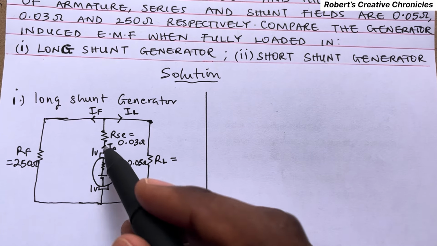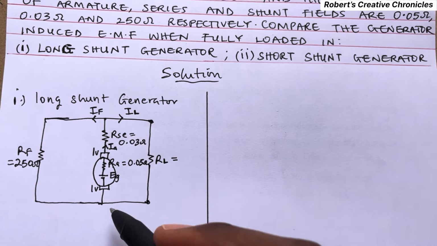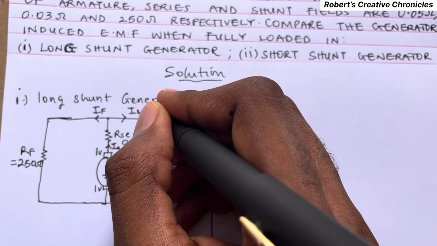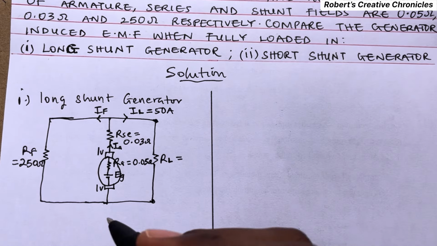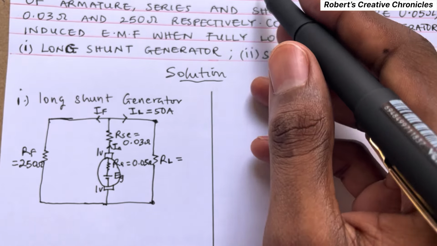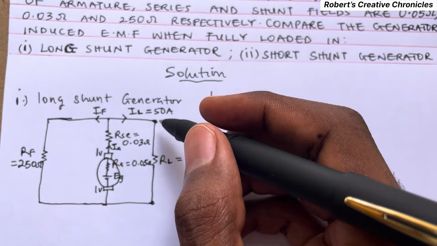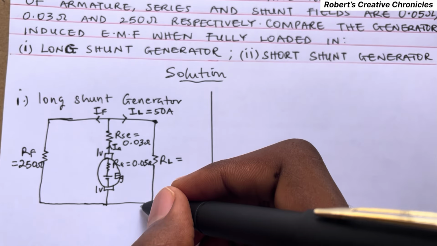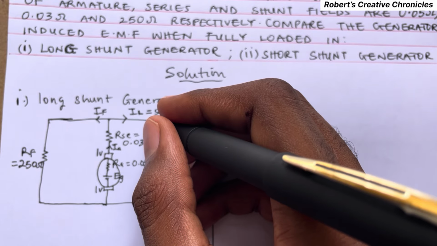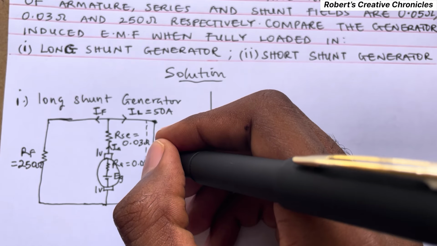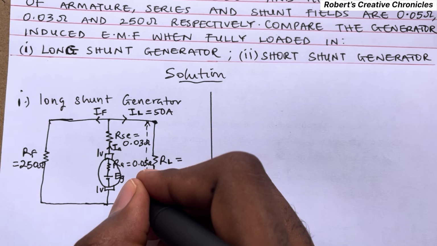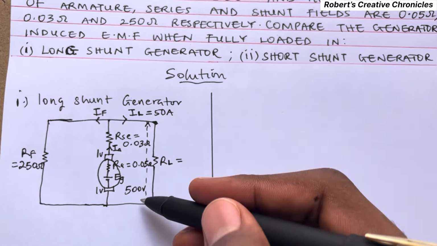So for the brush, we're going to assign 1 volt each to it. Now IL is equal to 50 ampere. And the voltage here is 500 volts. That means the voltage here all through is 500 volts. Let me use a dotted line. The voltage here is 500 volts.